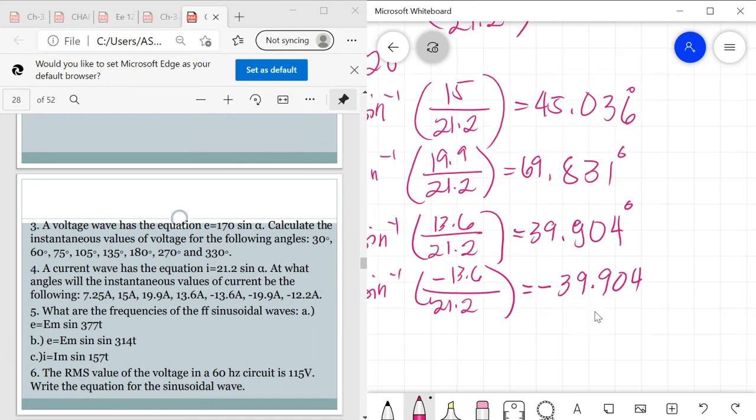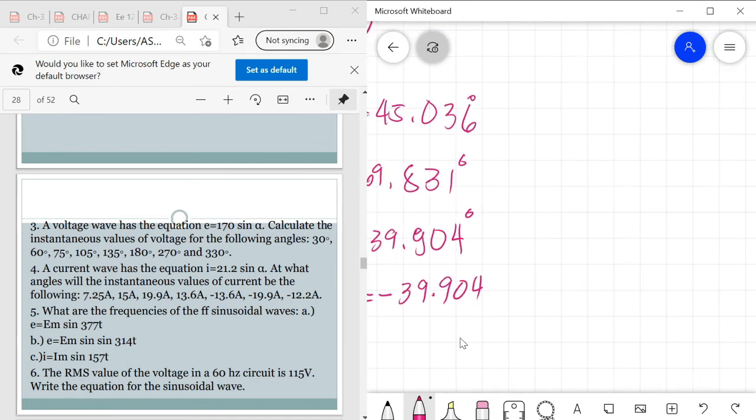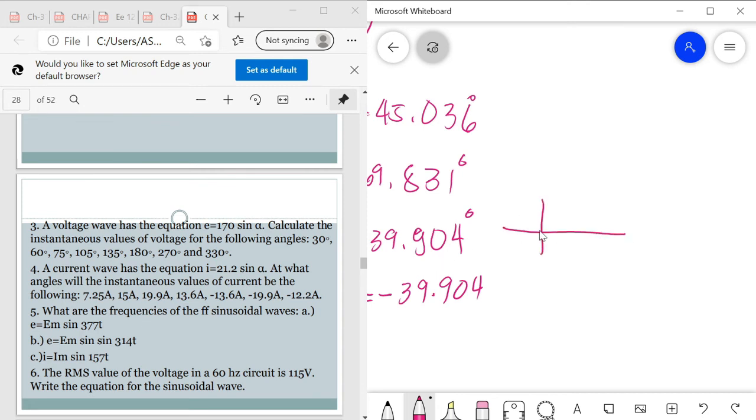So how do we show this in the vector diagram? 39.904, here is positive 39.904. The other one is negative, so you read clockwise. Let's say here is the 904, negative. Okay? So they have the same value on the y-axis, but different direction.